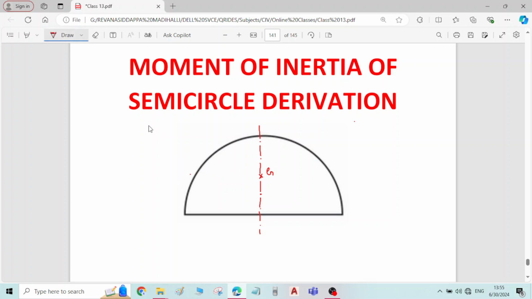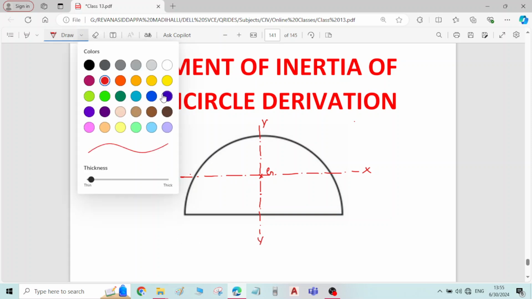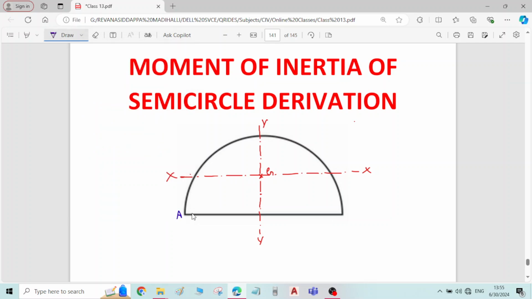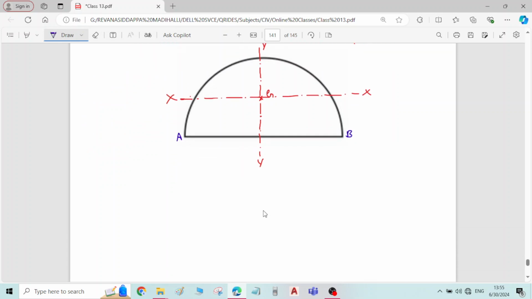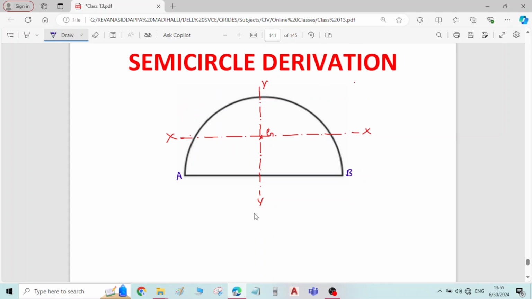So I am writing centroidal x-axis and centroidal y-axis, about which we have to derive the equation for moment of inertia. Correct? This is centroidal x-axis and centroidal y-axis. Okay, let me call these points as points A and B. Okay, now we have to obtain the expression for Ixx and the Iyy.